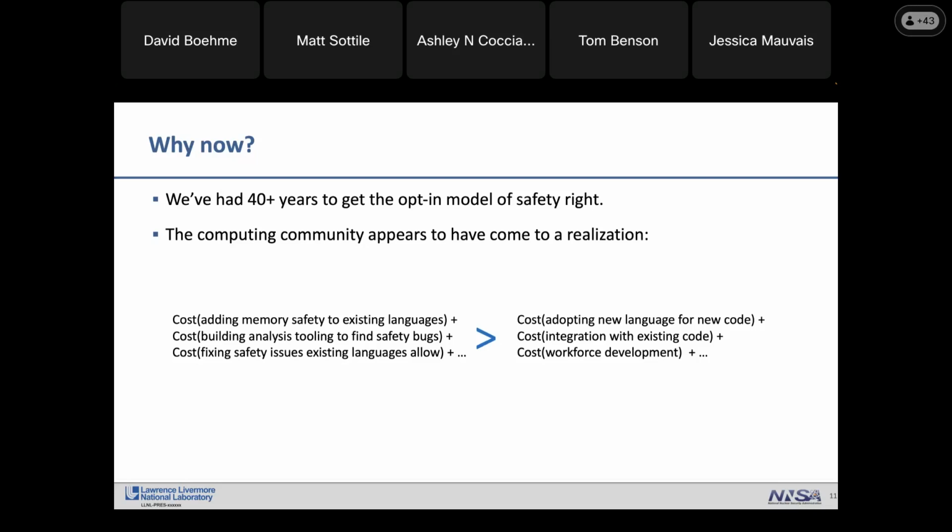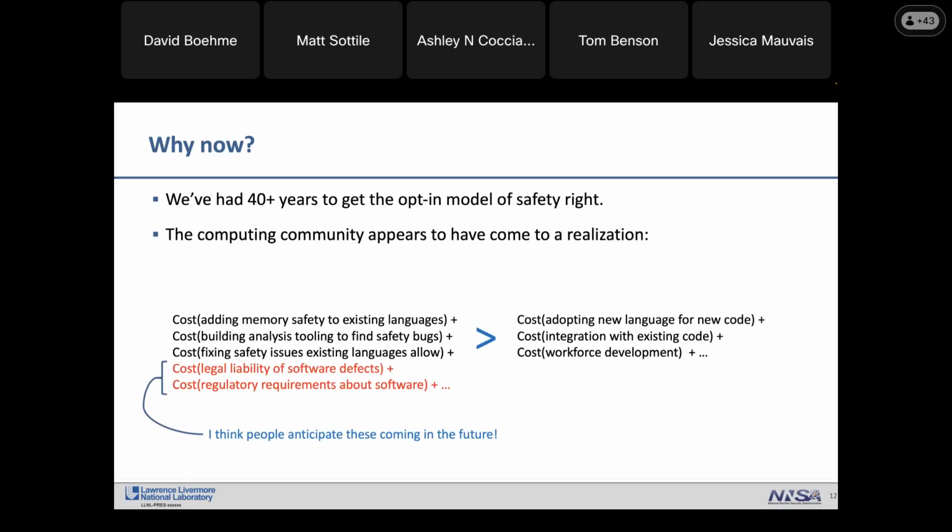And what's even worse, and I think this is the factor that has been driving industry's interest in these languages, is that people, especially lawyers, are anticipating that there's some additional costs coming. So I think people are seeing that there may become legal liability for software defects. It's amazing right now that companies can have defects that cause massive loss of information and money, and their response is like, oops, there's a new update, just download it. So I think people have realized that there may become consequences that are quite costly.